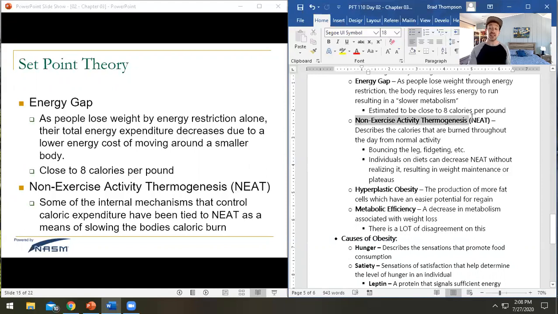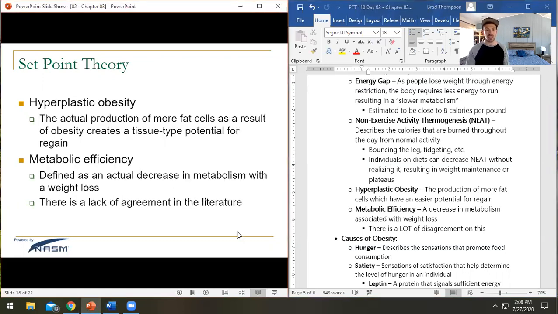So that's going to be your non-exercise activity thermogenesis. It's like the thermic effect of activity, but rather than activity from exercise, it's activity from just living your life. So individuals on diets can actually decrease their NEAT without realizing it. Your body goes, oh, we're not getting enough energy, I'm going to trigger some hormones to slow us down. And so maybe you get tired in the middle of the day, and then you just don't feel like going for that lap around the lake during your lunch break, or maybe you just don't feel like taking the stairs. All those things make a big difference over the course of time.